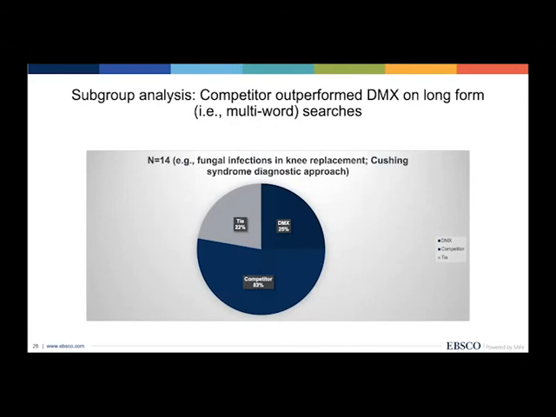And so now look at the long form searches. These are multi-word searches, and the competitor outperformed Dynamedics for these types of searches. There were 14 of these searches. An example would be fungal infections and knee replacement, as well as Cushing syndrome diagnostic approach. The competitor had a preference of 53% compared to Dynamedics' 25% and a 22% tie.